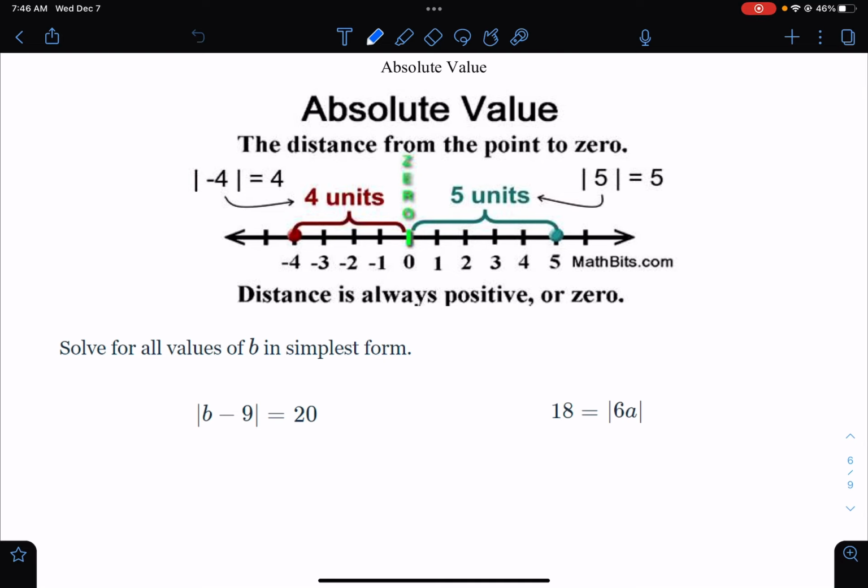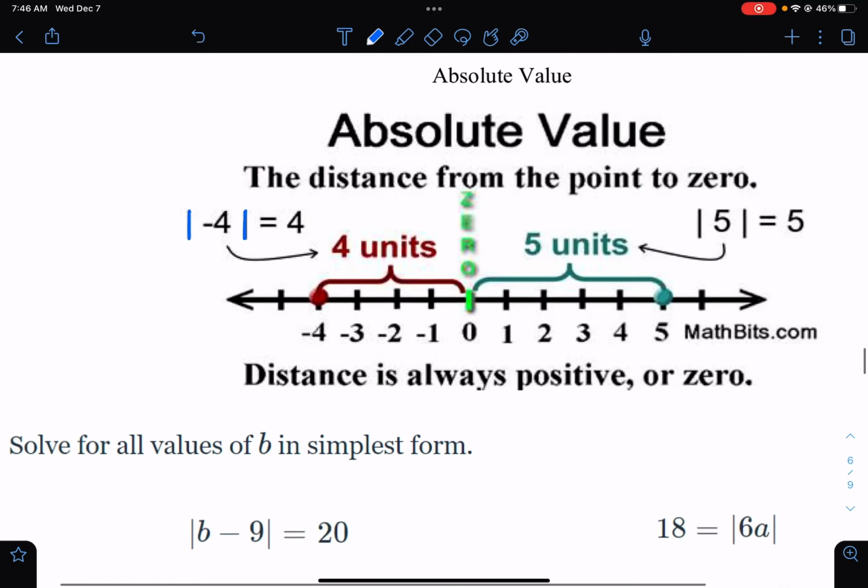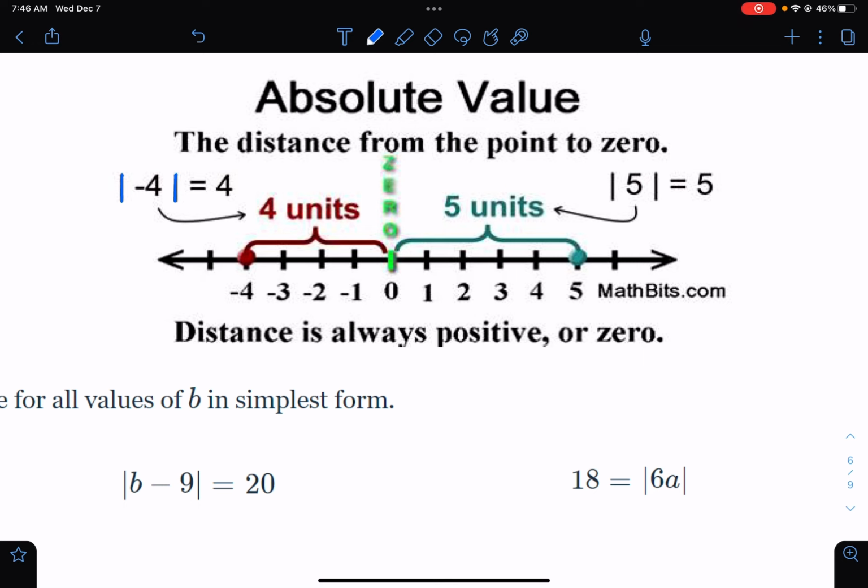So absolute value is shown by these little bars around either an equation, an expression, or a number, and basically what those bars represent is the distance away from zero. Distance is always positive or zero. It could never be negative.